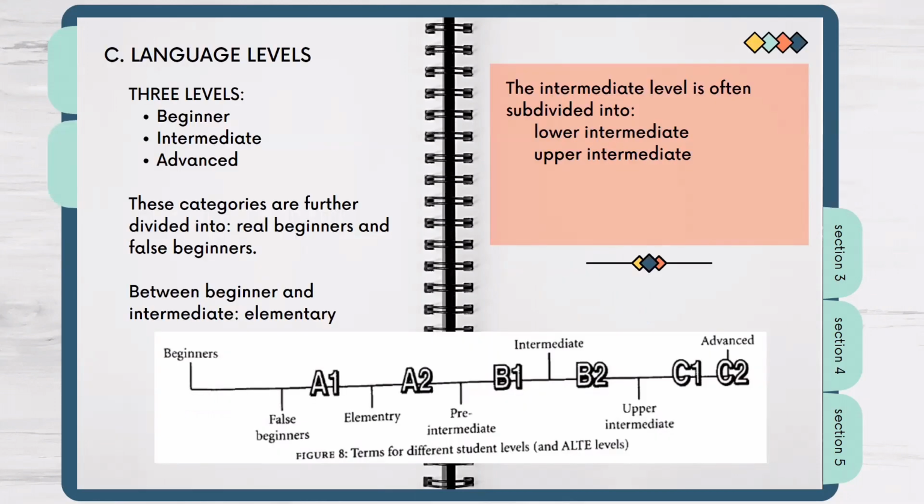The students are generally described in three levels. We have the beginner, the intermediate, and the advanced. And these categories are further qualified by talking about real beginners and false beginners. Between beginner and intermediate, we often class students as elementary. The intermediate level itself is often subdivided into lower intermediate and upper intermediate and even mid intermediate. One version of different levels therefore has the progression as shown on your screen.